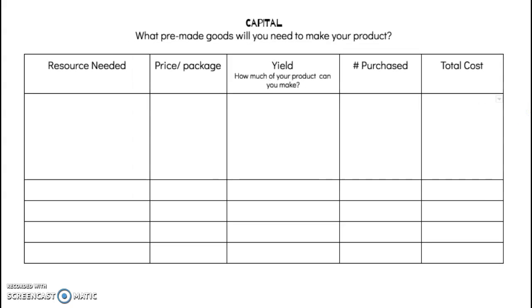So let's just remember really quickly, capital resources, these are any pre-made good or products that you're going to buy. So pretty much anything that you're going to need to buy from the store to make your product or make your service, you are going to need to add to this list.